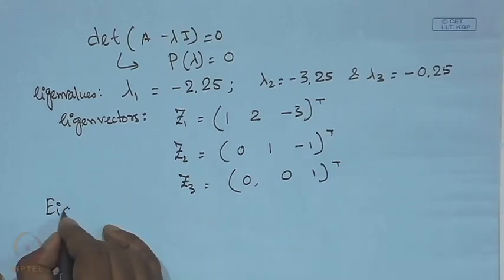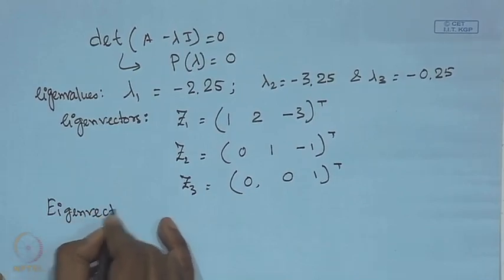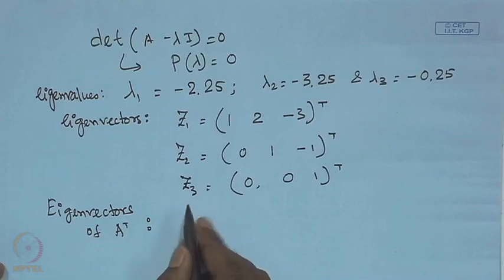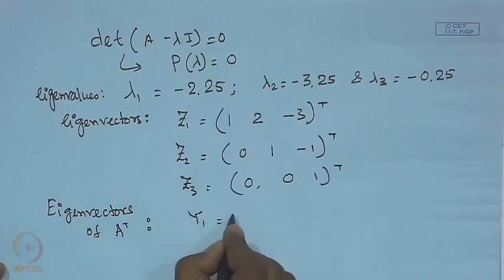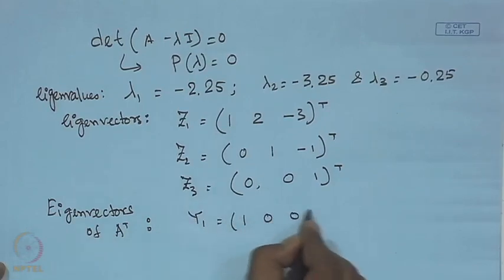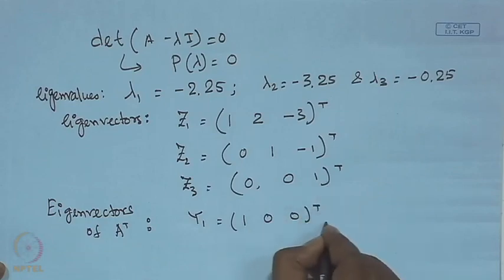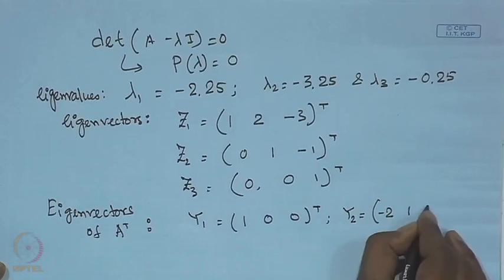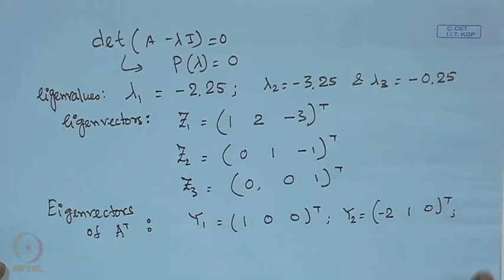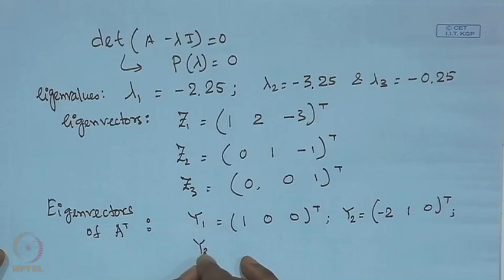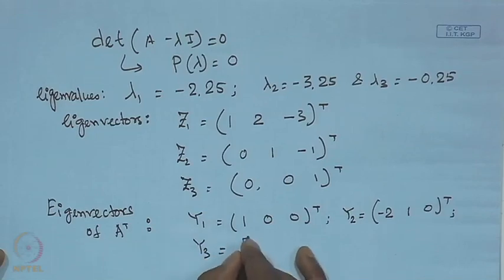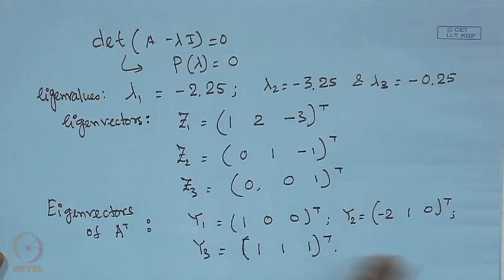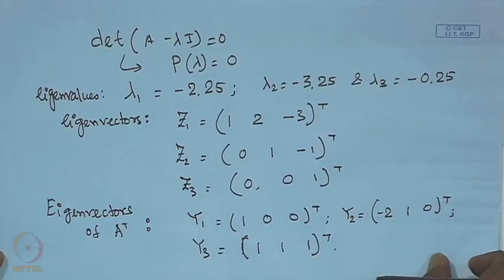The eigenvalues of the transpose matrix will be identical, which we have already proved earlier, and we can get the eigenvectors of A transpose. These will be y1 is [1, 0, 0] transpose, y2 is [-2, 1, 0] transpose, and y3 will be [1, 1, 1] transpose. So, these will be the eigenvectors of A transpose.